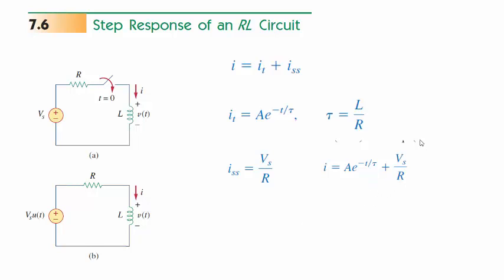So now we are actually in a position where we can write the complete solution, which has the transient portion plus the steady state portion. What remains to be done still is apply the initial conditions so that we can know what the value of A is. To do that, we assume that there was an initial current in this circuit of I0.